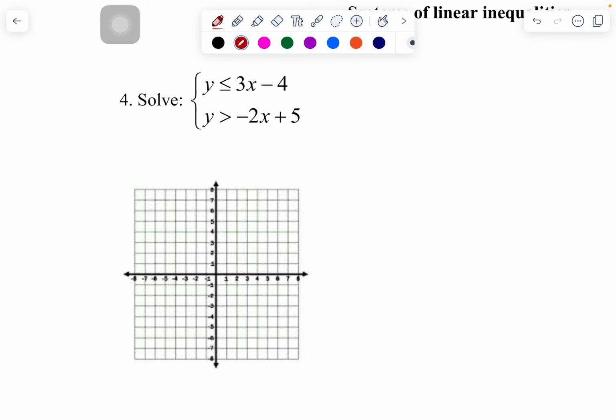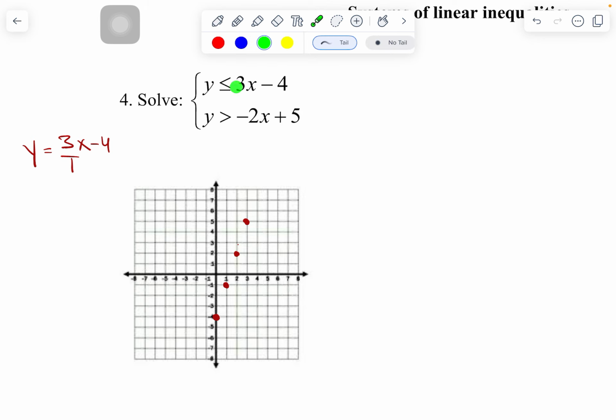So we're going to do the first one, and I'm going to do a boundary here. Y equals 3x minus 4. Remember, that's over 1. So let's see. 1, 2, 3, negative 4. So up 3 over 1, up 1, 2, 3 over 1, good enough.